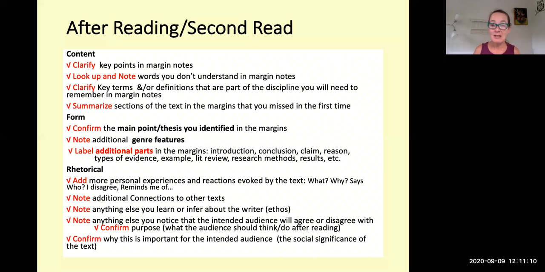Note any additional connections you can make to other texts or things that you've watched or listened to, any connections to things outside of this text, right? Note anything else you can infer about the writer and their ethos or credibility. Note anything else you notice that the intended audience will agree or disagree with, and confirm the purpose that you identified, what you think the audience should think or do after reading. And then confirm why this is important for the intended audience. Like you get what the significance of the text is.